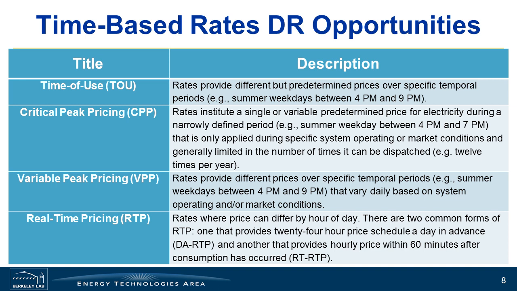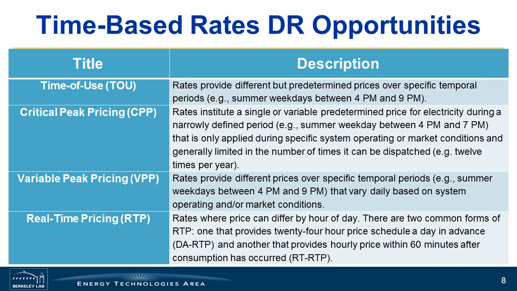One of the types of demand response is time-based rates. In our study, we've categorized these as two different structures of demand response, one being time-based rates, the other being the incentive-based programs. Time of use is very well known. It's gaining a lot of traction. California is moving to a default time of use rate throughout the state, of course with an opt-out component. But these rates provide different but predetermined prices over specific temporal periods.